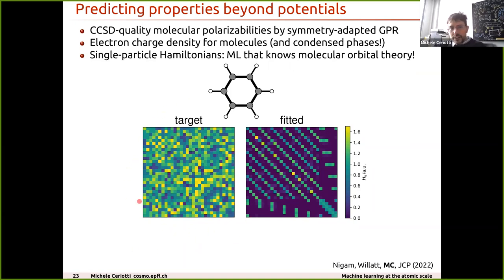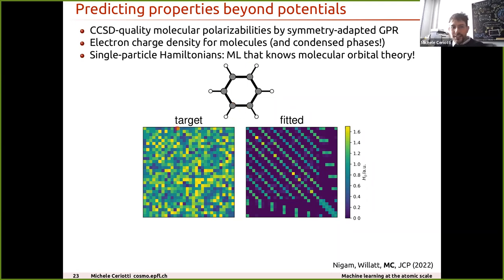And something which is very, very nice, and the reason why I'm showing this example, is that since we build a machine learning model that is fully equivariant, the model knows about molecular orbital theory without having to incorporate it manually. So here, for instance, we are trying to build a machine learning model for the Hückel Hamiltonian of benzene, which has the D6h symmetry.